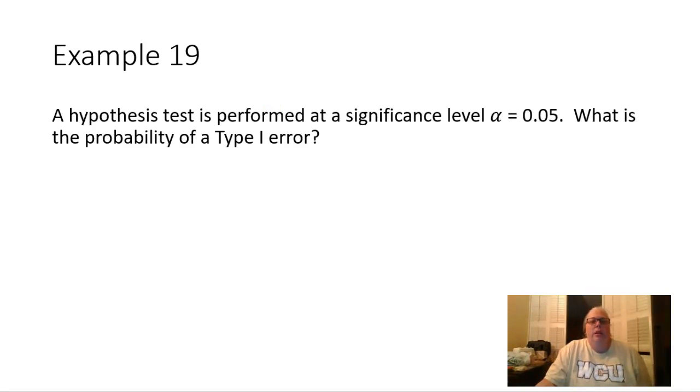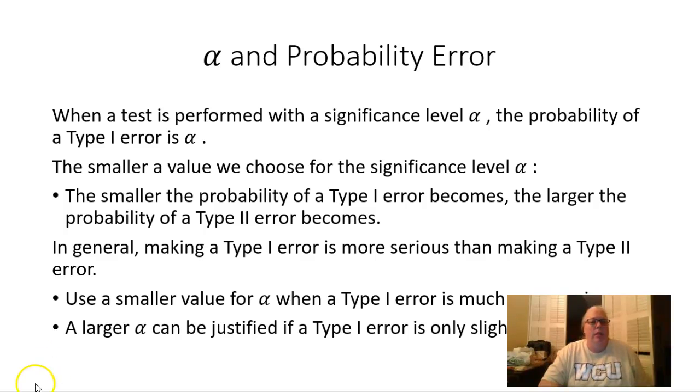Example 19, a hypothesis test is performed at a significance level alpha is equal to 0.05. What is the probability of a type 1 error? Well, to answer this question, let's go back one slide. All right, this slide is all about the alpha value and the probability error. And what we're interested in is this part right here.